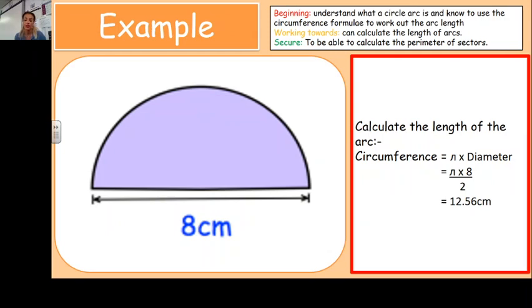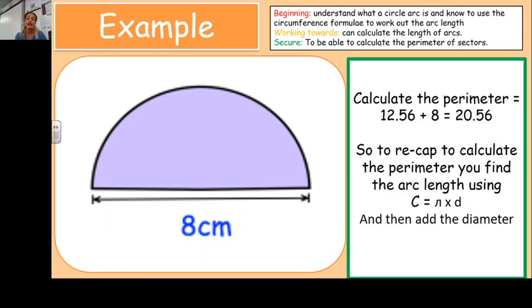So pi times 8 divided by 2 gets you an arc length of 12.56. Now, if you were then asked to work out the perimeter of this semicircle, you've just worked out the arc length, which is the curved section, and then you need to add on the diameter, okay? That straight line needs adding on as well, because that forms part of the perimeter, okay? So in this case, the arc length was 12.56. You'd add on the diameter, which is 8, to get a full perimeter of 20.56. Okay, so just to recap, you calculate the perimeter by first finding the arc length using circumference equals pi times diameter, and then you add the diameter on to get the full perimeter. Okay?